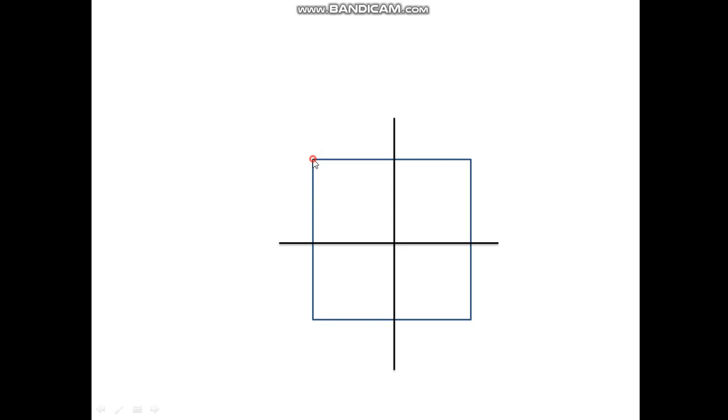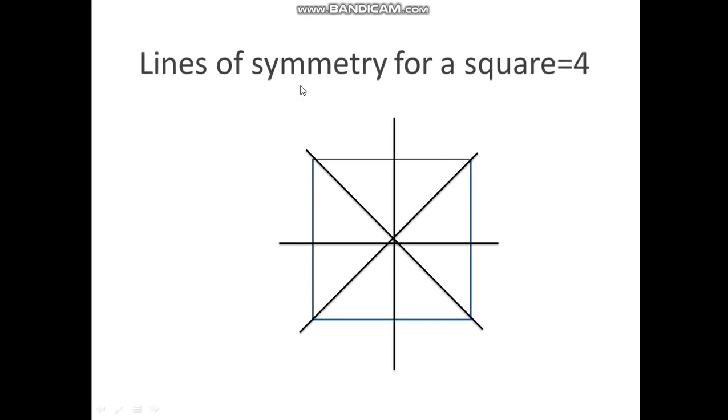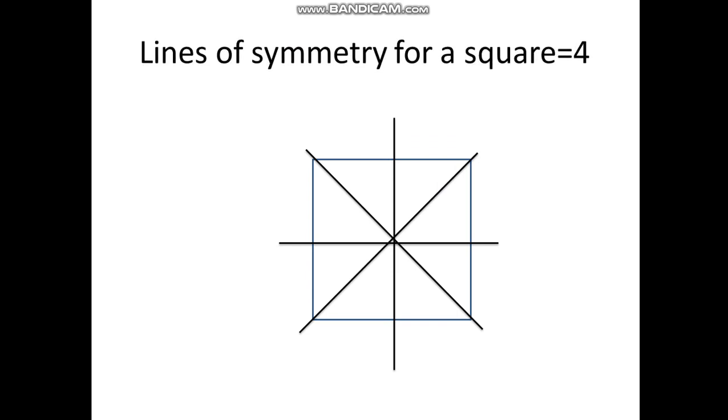Next you can draw from here, that is from the vertex to the opposite vertex. Again, the opposite vertex is here. Again you have to draw like this. So in total how many lines did we draw? 4 lines of symmetry. So the number of lines of symmetry for a square is 4.